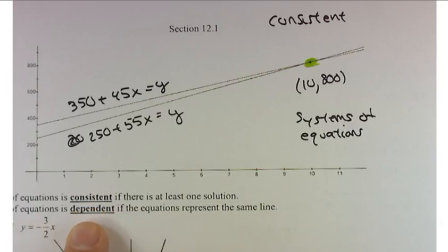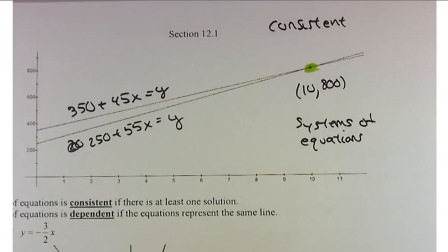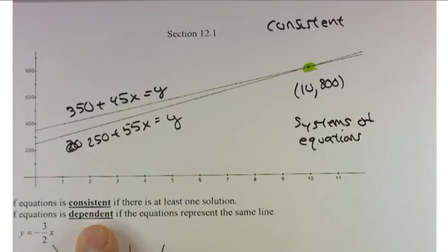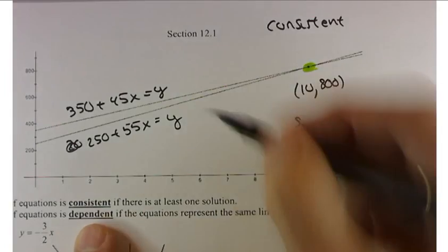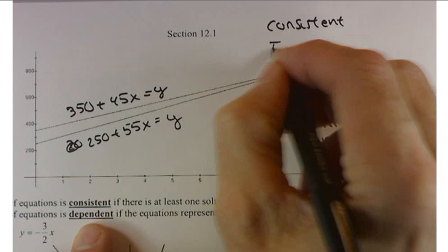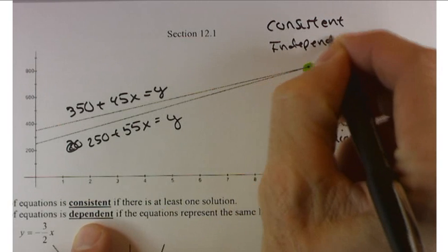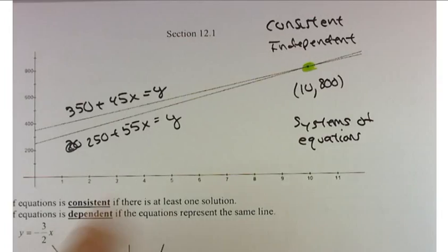Some more vocabulary. If instead of having two different lines, your two lines are the same, one right on top of the other, then you have a dependent system of equations. Well, if you're not dependent, what are you? Independent. Since these two lines are different, this is an independent system. So we're looking for that point because that point is supposed to satisfy both equations simultaneously. Hence the name, a simultaneous system of equations.